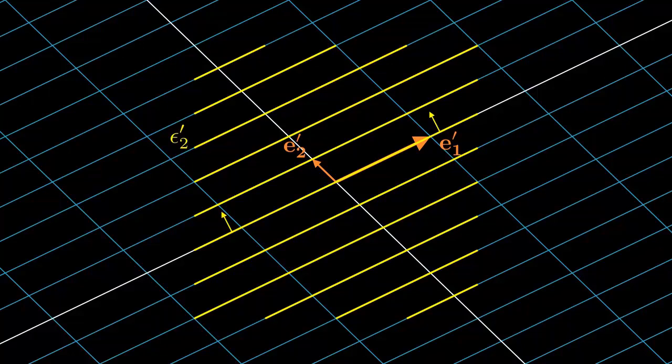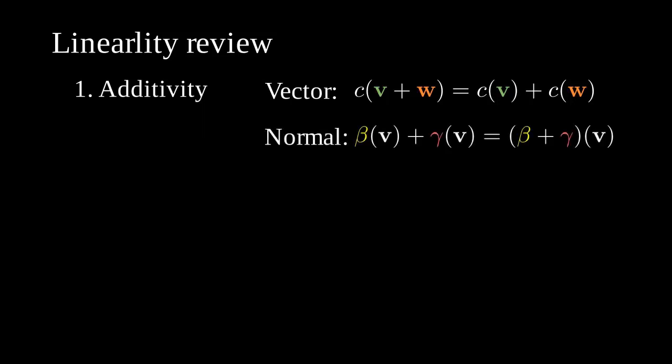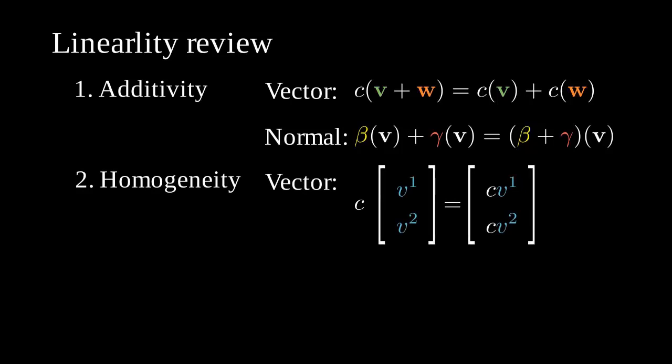So let's review the linearity first. 1. Additivity. For a vector, you can add vectors first, or you can add them after multiplying the scalar value c. A normal is the same. You can first evaluate the vector and then add, or first add the normal and then evaluate the vector. Both are equal. 2. Homogeneity. For vectors, you can multiply later or first. For normals as well, you can change the order of multiplication.